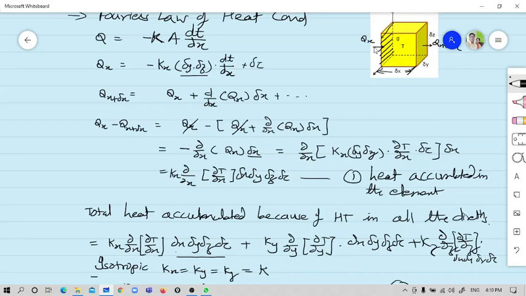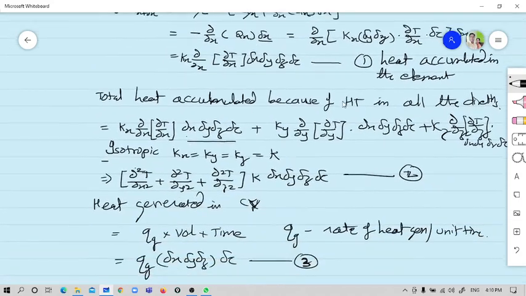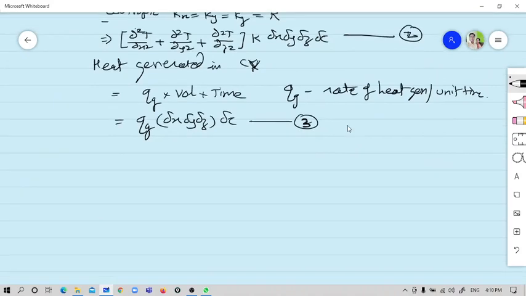Whatever the heat transfer is there in x, y, z direction, because of that heat accumulates in this element. If there is heat generation, then that heat generated and this heat accumulated are responsible for increasing the internal energy of this element. Now, how to determine that increase in the internal energy? That will depend on the increase of temperature of that element in some time t, isn't it?